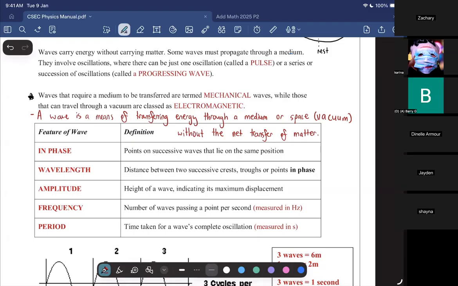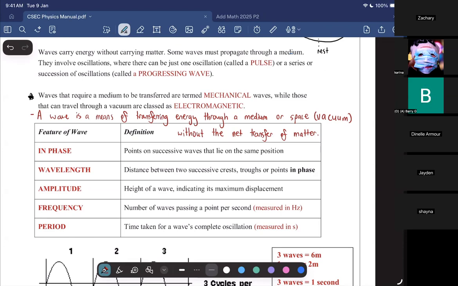The next thing: transferring energy without the net transfer of matter might sound confusing. What do you mean, without the net transfer of matter? Have you ever placed something in front of the port of a speaker? You probably noticed that the speaker pushes it and pulls it in, especially with a little cloth by the port.